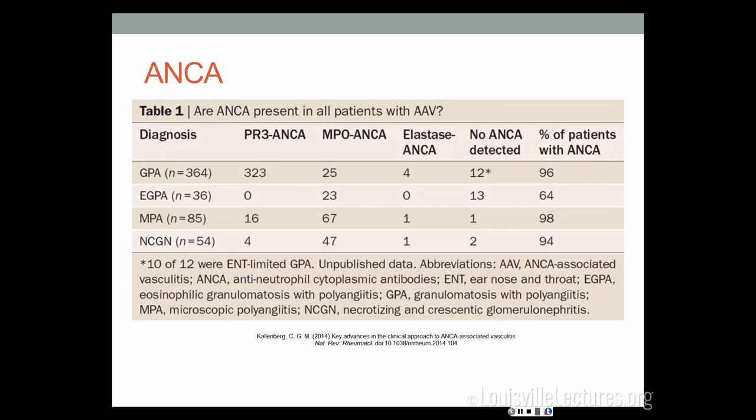Wegener's. The problem is that these numbers are higher with renal disease and much lower without renal disease. So if someone has limited disease, upper airway disease, the chances they're going to have an ANCA are much lower. So a negative ANCA in the setting of lung or upper airway disease is not as helpful. You can't really say it's not GPA in that situation.